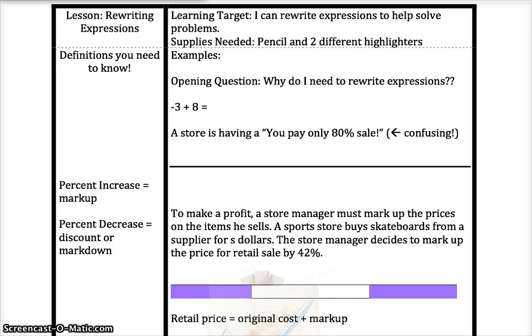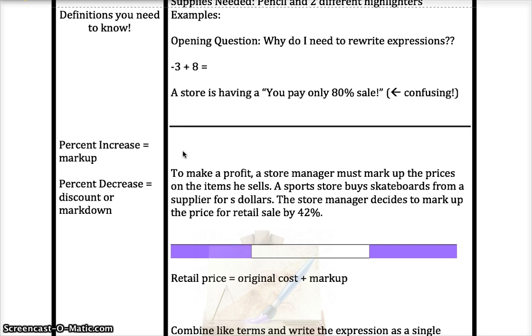Today we're looking at rewriting expressions, and your learning target is I can rewrite expressions to help solve problems. Please take a moment and write your learning target in your planner on either today or the next available date. And then please note that you will need a pencil and two different colored highlighters for this lesson. So before we jump in, we're going to look at these opening questions.